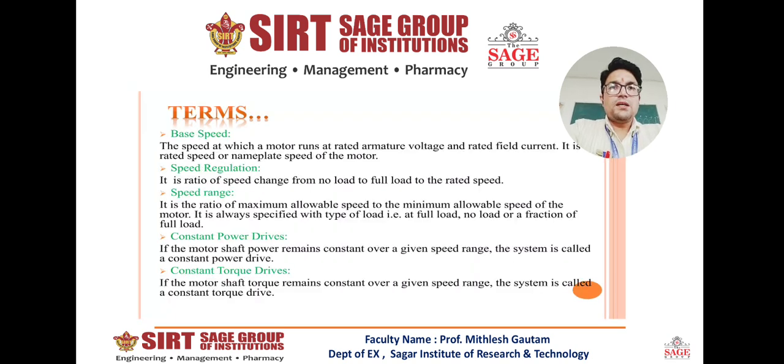Some important terms are base speed, the speed at which the motor runs at rated armature voltage and rated field current. It is the rated speed or nameplate speed of the motor. Speed regulation is the ratio of speed change from no load to full load to the rated speed.